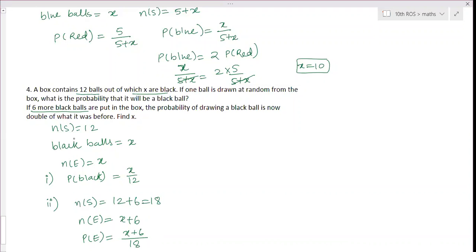Now the probability of drawing a black ball is double of what it was before. So this new probability P dash E is double the original one. What is P dash E? X plus 6 by 18. Solve this. Ma'am, X is 3, no? Yes, right.